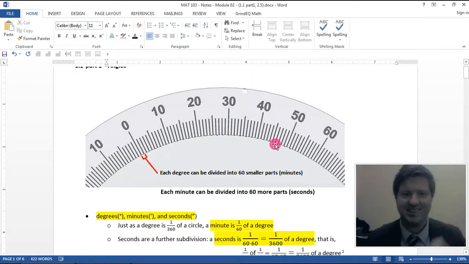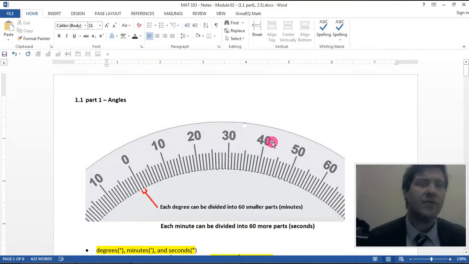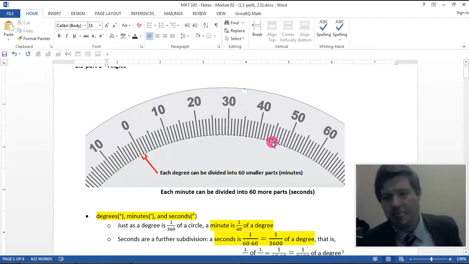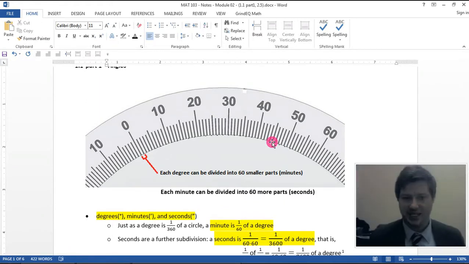Fingers crossed. So this is a very brief section on angles, 1.1 part 1. All we're talking about here is converting between regular old degrees like you've always worked with and degrees, minutes, and seconds. So the idea is very simple. Here's a picture of a protractor to help illustrate this. And it's broken up into degrees, 10, 20, 30 degrees, etc.